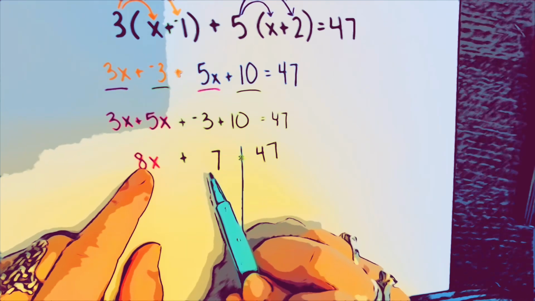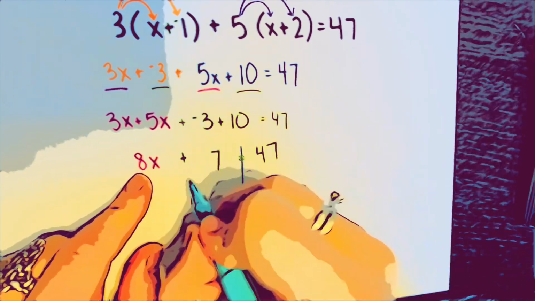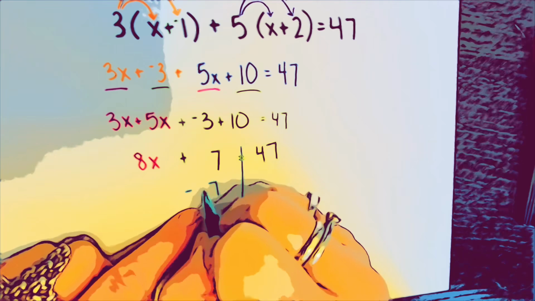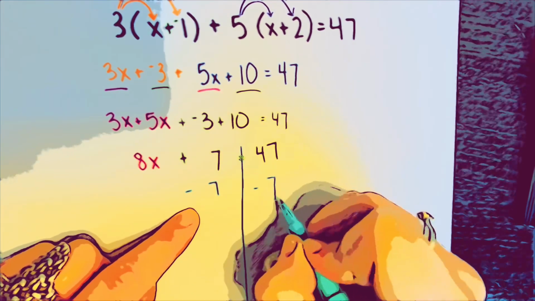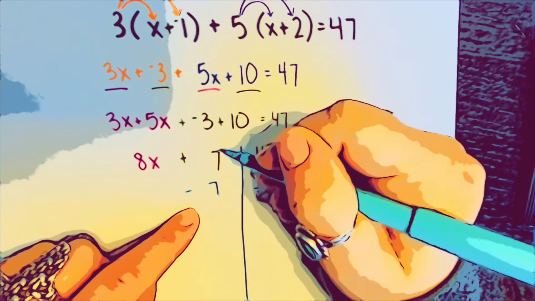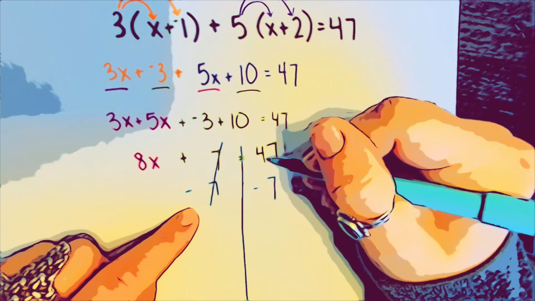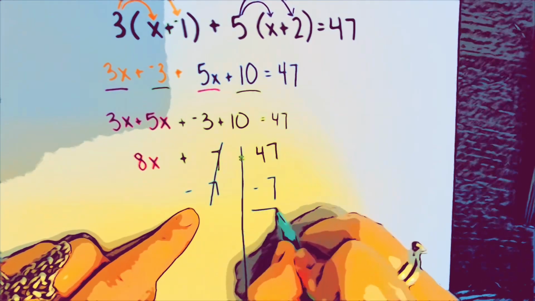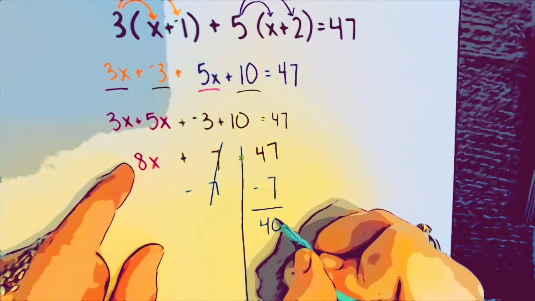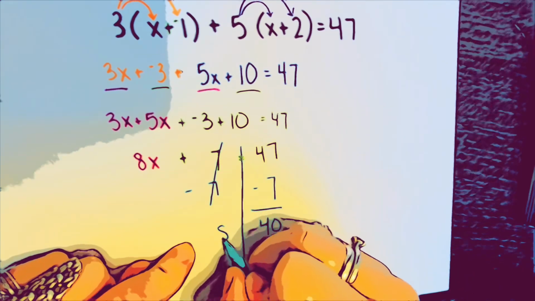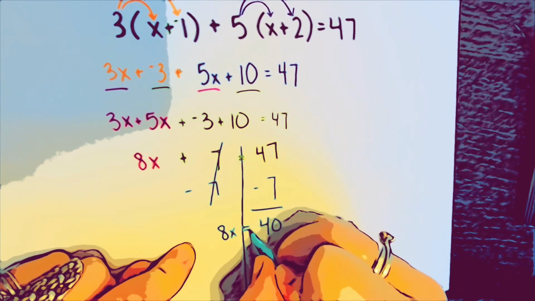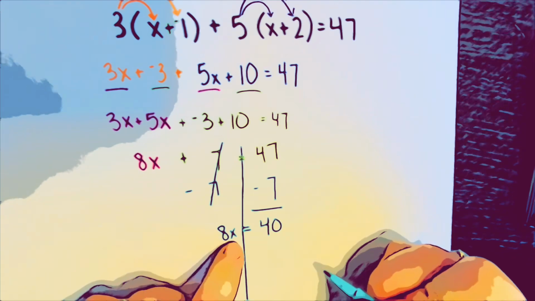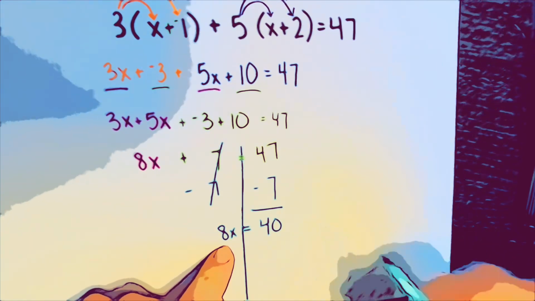So before we can worry about this, we're going to take care of the fact that 7 is being added. We want to get rid of the 7. The opposite of adding 7 is subtracting 7. If I subtract 7 on this side, I subtract 7 on this side. Plus 7 minus 7, those cancel each other out. Over here, I have 47 minus 7 equals 40. So I'm going to bring down my 8x equals 40.